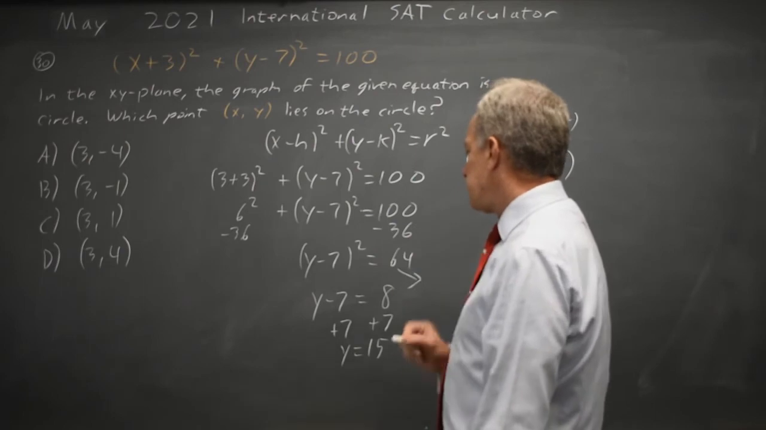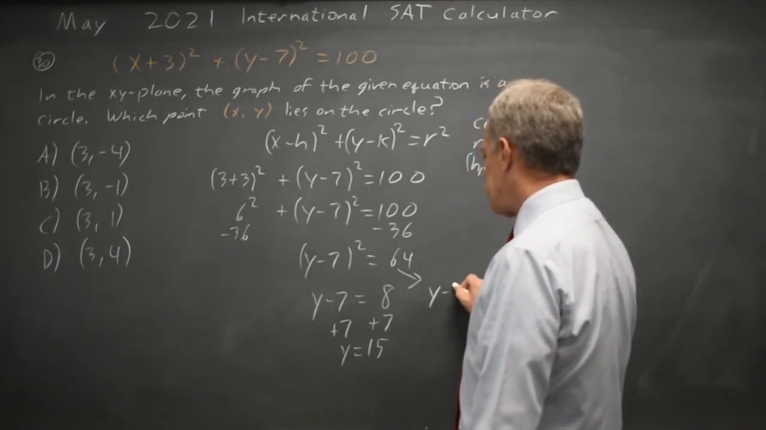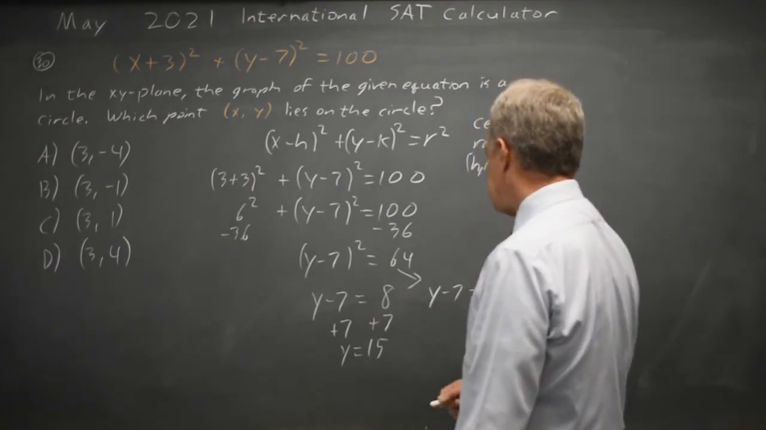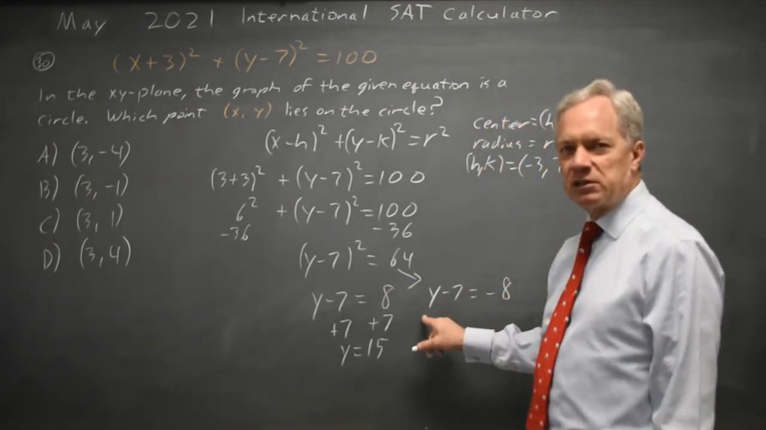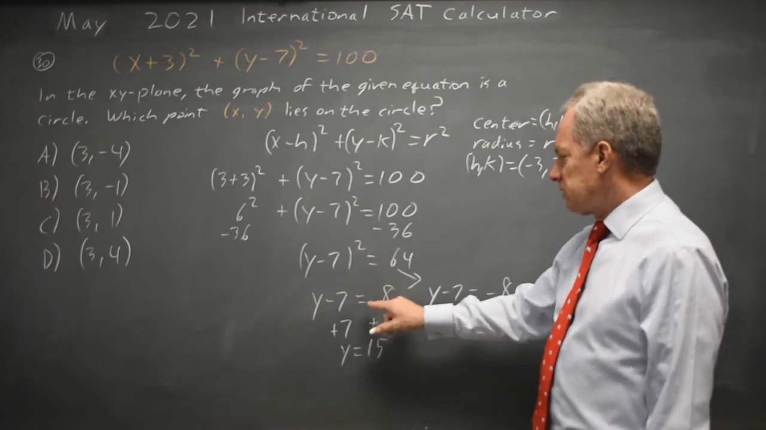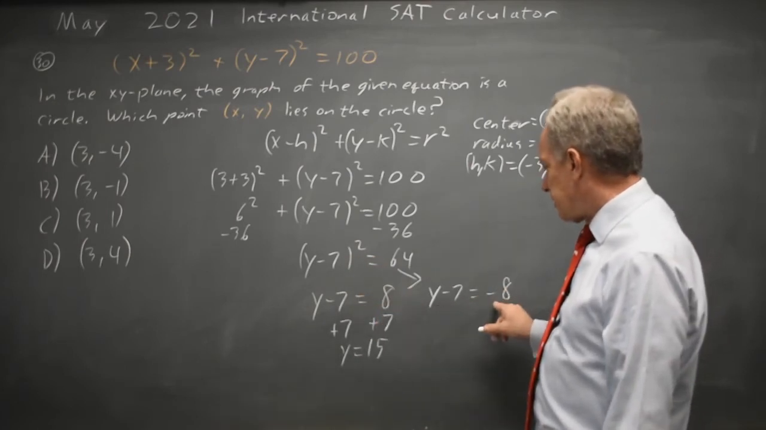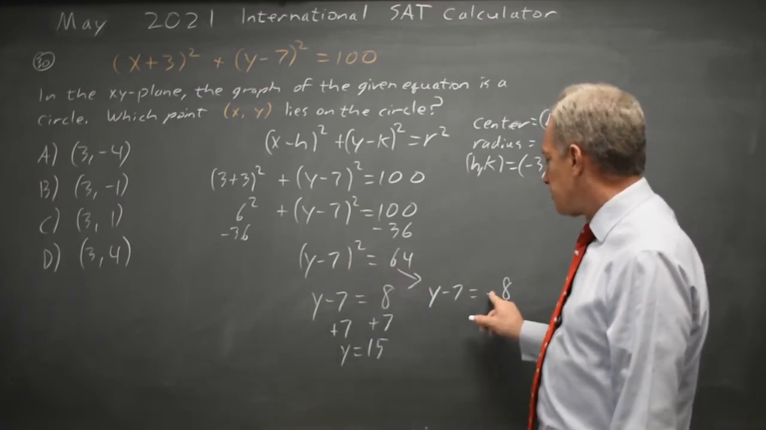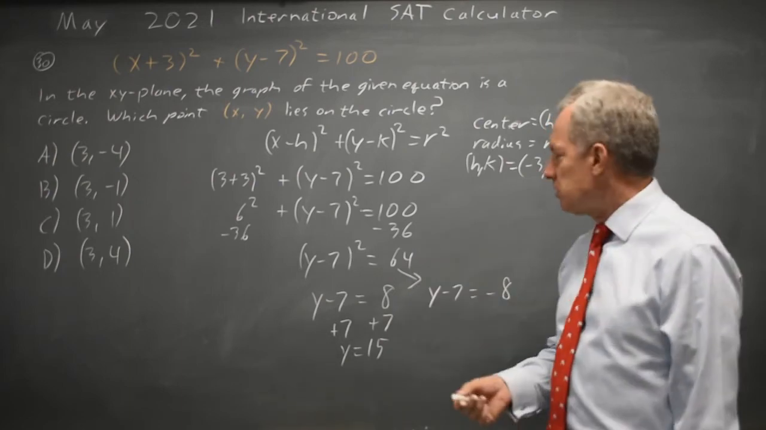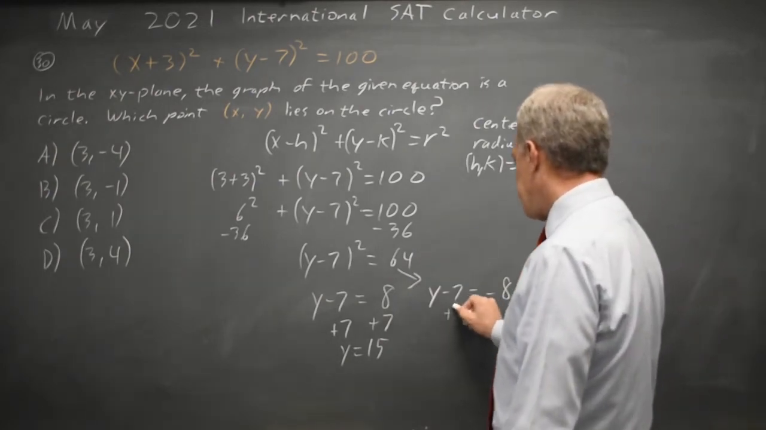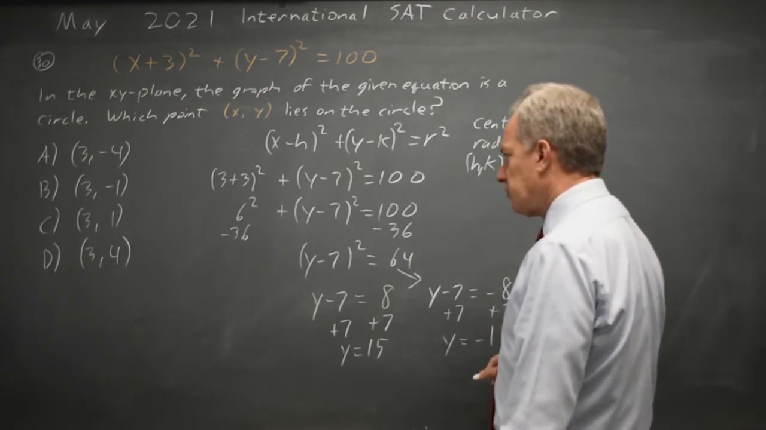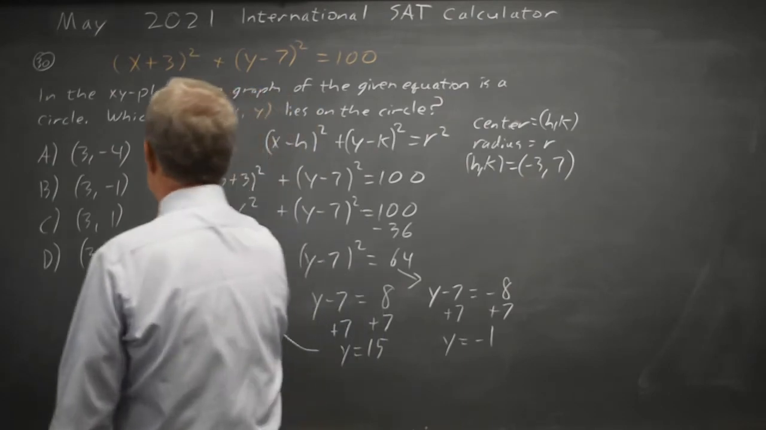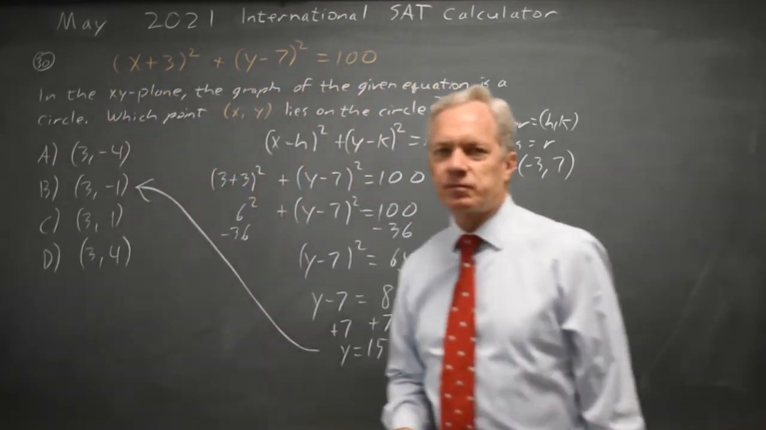But when I square root both sides, I could also get y minus 7 equals -8. Because if y minus 7 equals -8, then the square of y minus 7 equals the square of -8, which is 64. So either one could have been correct. If I add 7, now I get y equals -8 plus 7, which is -1, and that matches choice B.